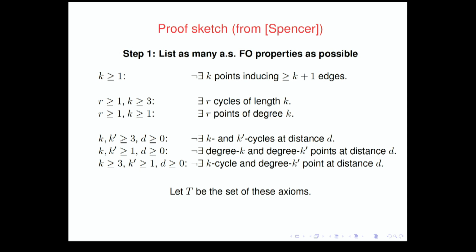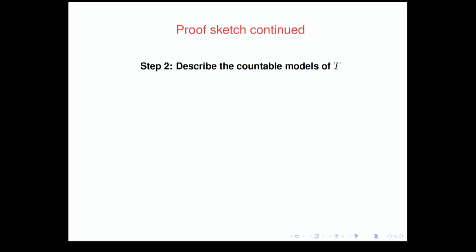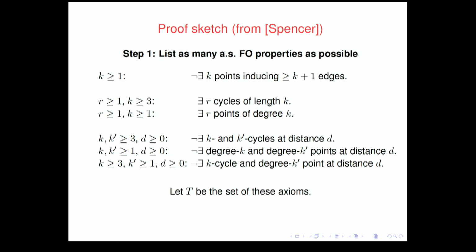Okay, so let T be the set of all these axioms. This is like the part of the almost sure theory. Now let's describe the countable models of this. How do they look? And for this we need a drawing. So from these axioms that I described, this is going to look something like this. You're going to have cycles of all lengths.